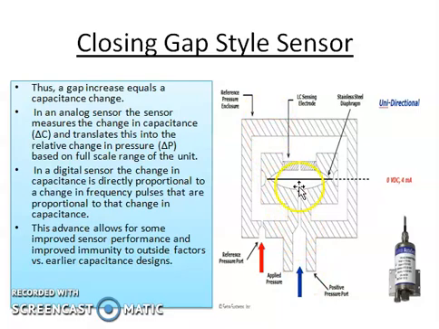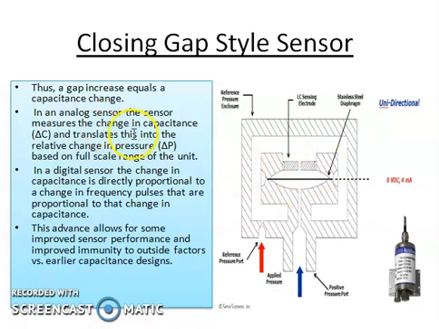closing gap type sensor. Whenever the pressure is applied, at that time the diaphragm elasticity is changed and the gap between the capacitor plates is changed. Due to the change in distance between the plates, there will be a change in capacitance. Then we can directly convert it to voltage or current based on AC bridges.